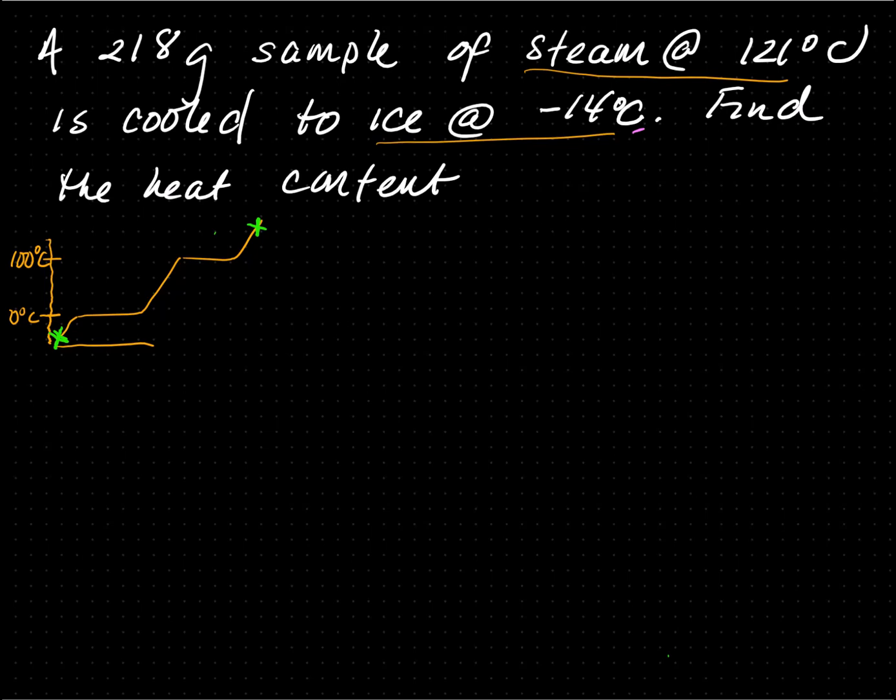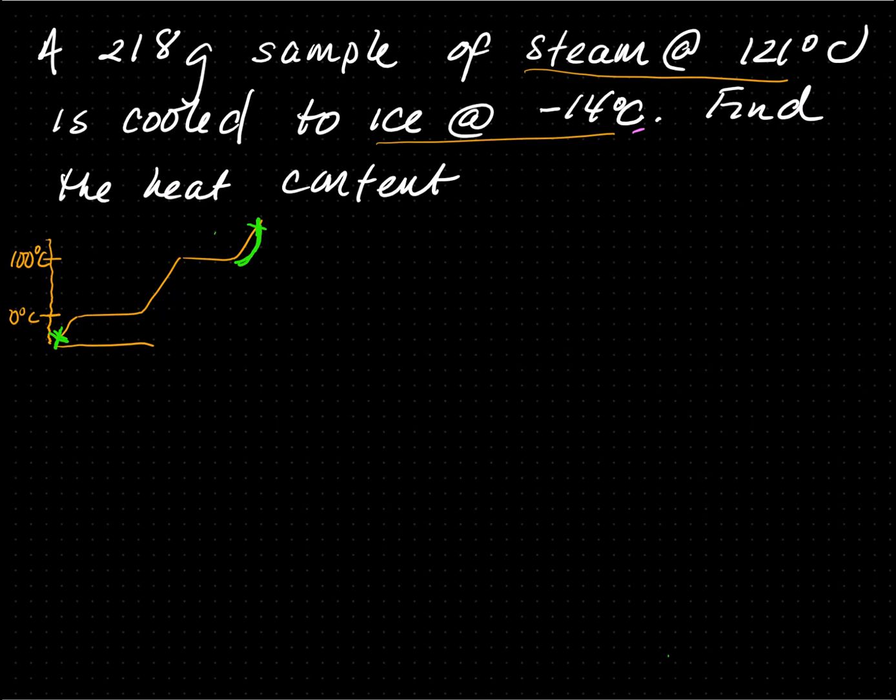So every single time there's a slope change, it means that there is a new or different constant. That means we must use a new equation. So we're going to start with 121. The sample can only stay as a gas until it reaches 100 degrees.